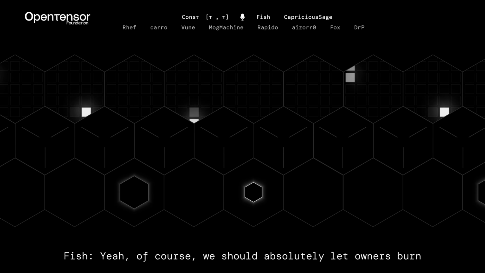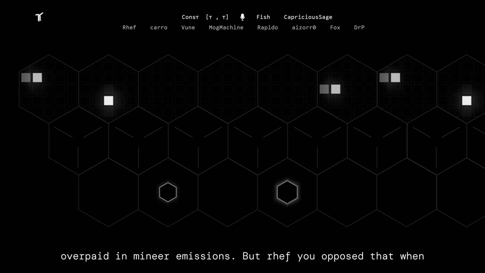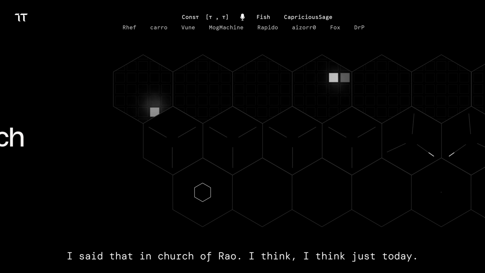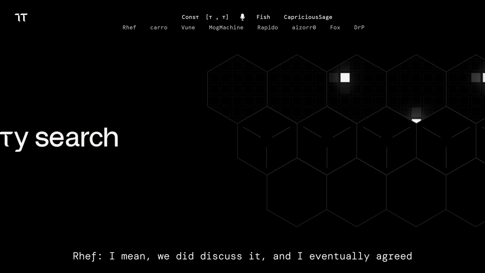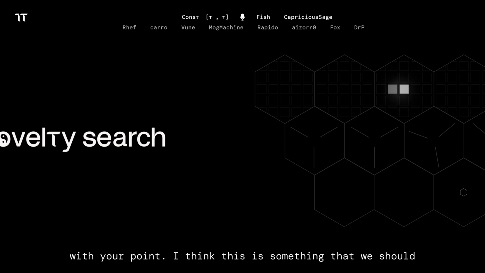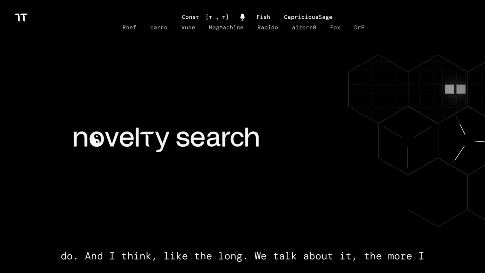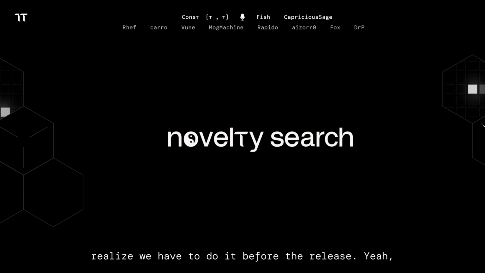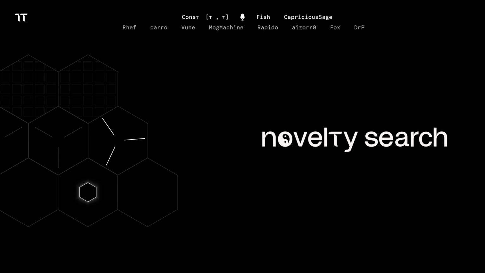Yeah, of course. We should absolutely let owners burn some amount of their miner emissions if they're being overpaid in miner emissions. But Ref, you opposed that when I said that in Church of Vow, I think just today. I mean, we did discuss it, and I eventually agreed with your point. I think this is something that we should do. And I think the longer we talk about it, the more I realize we have to do it before the release.